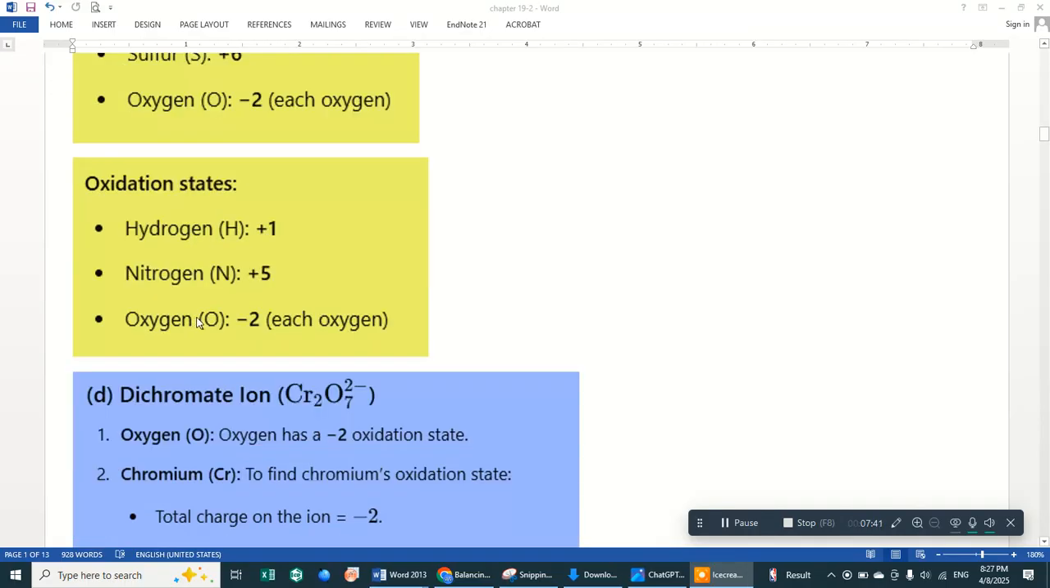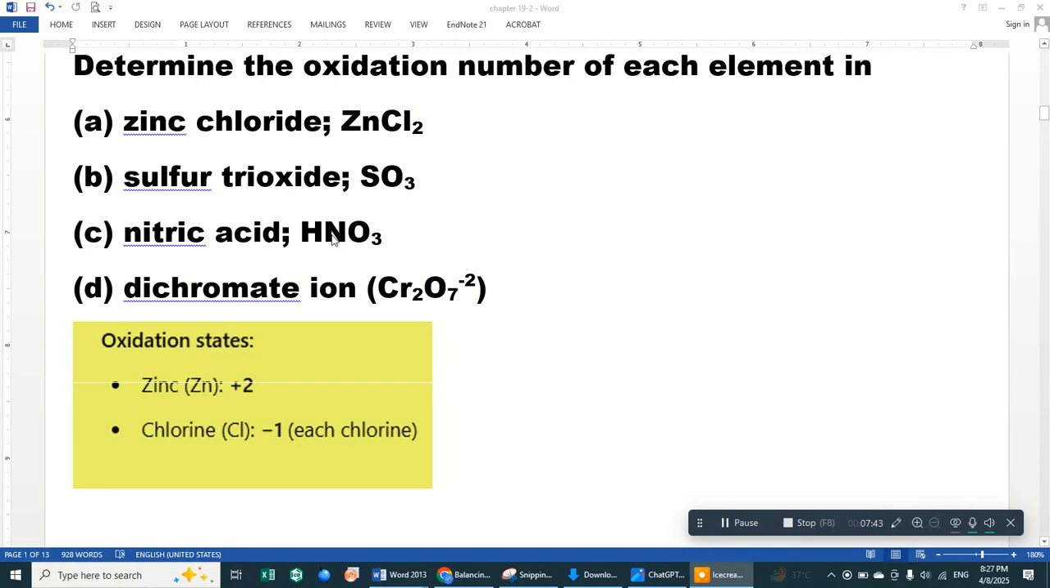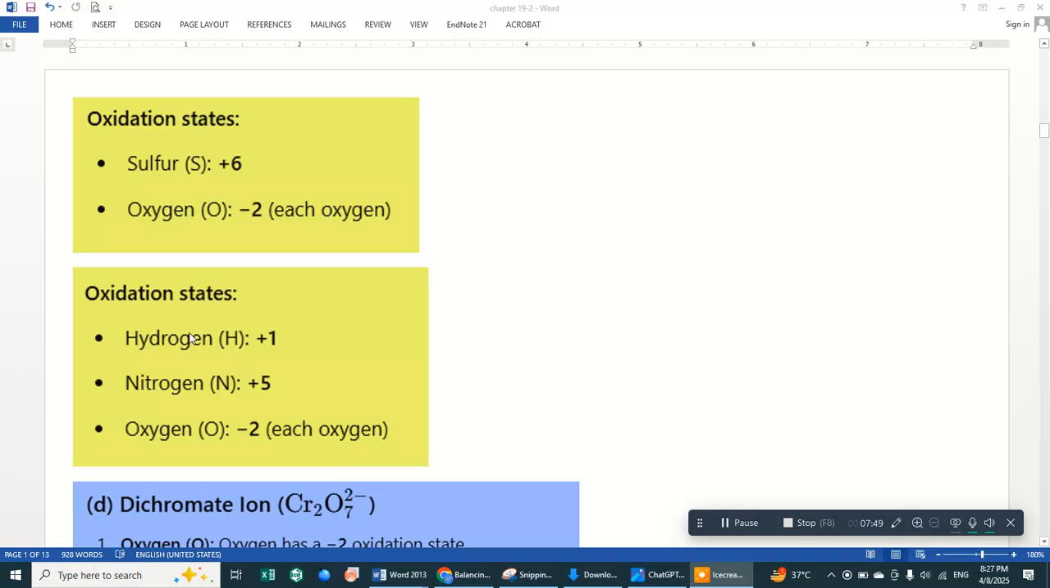The other one is nitric acid. What is the oxidation state of nitrogen in nitric acid? Hydrogen has the oxidation state +1, and oxygen has -2. There are three oxygens, so -2 multiplied by 3 is -6. We put the oxidation state on the nitrogen as +5. So +5, +1, and -6 sum to 0.